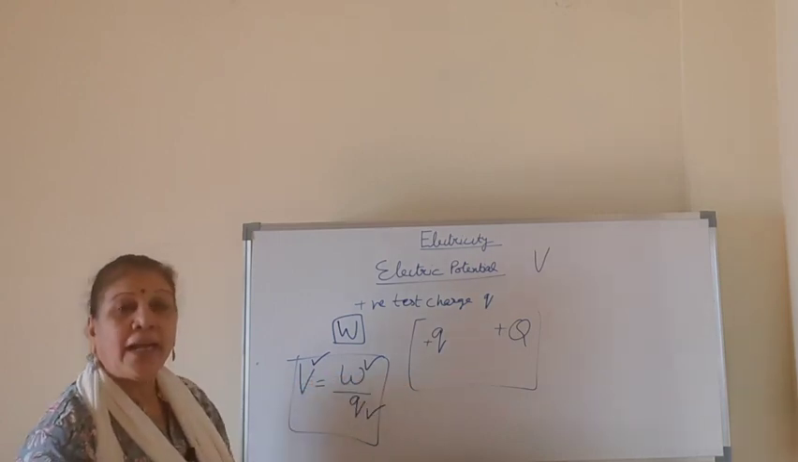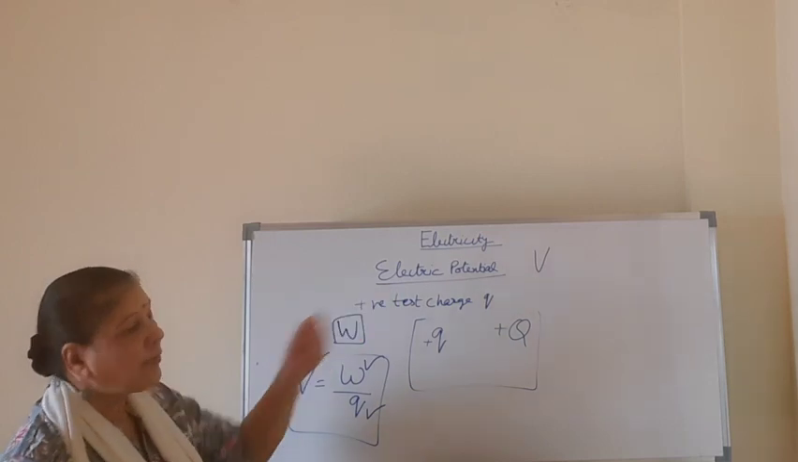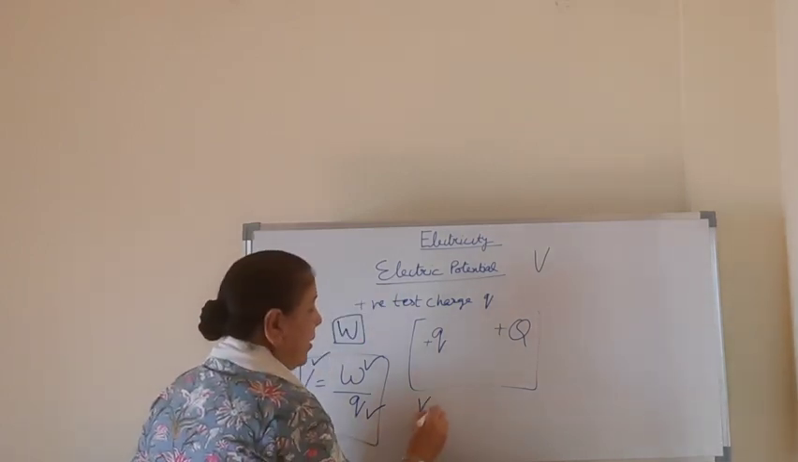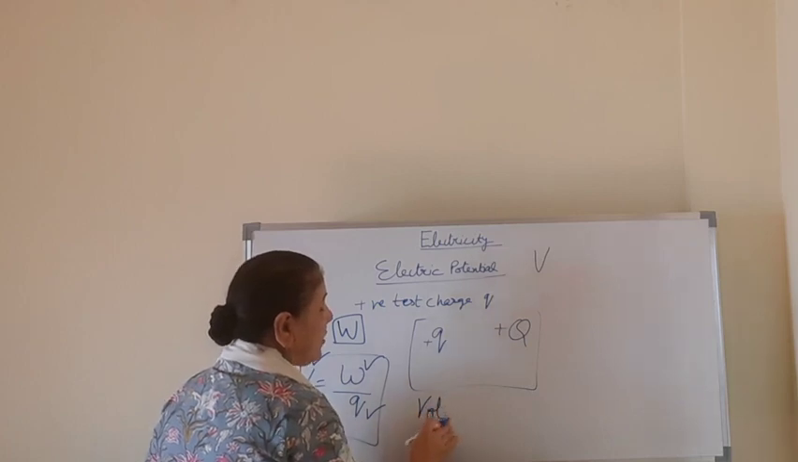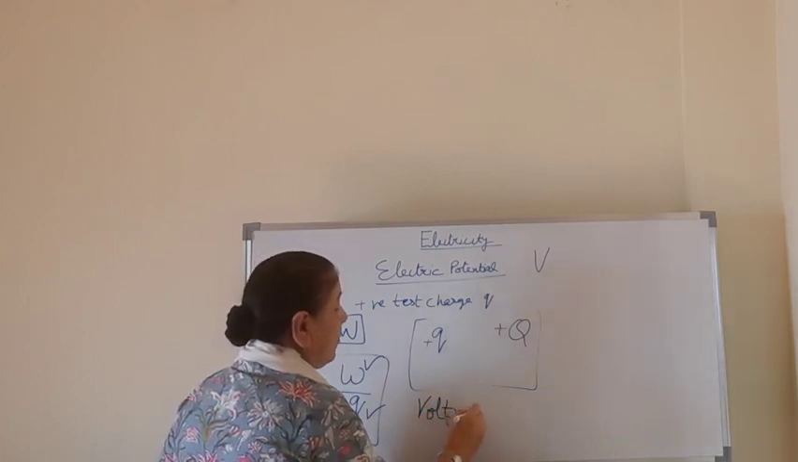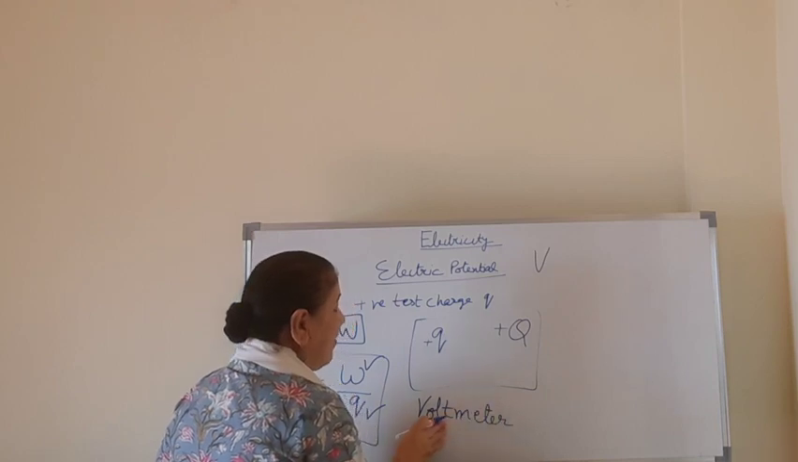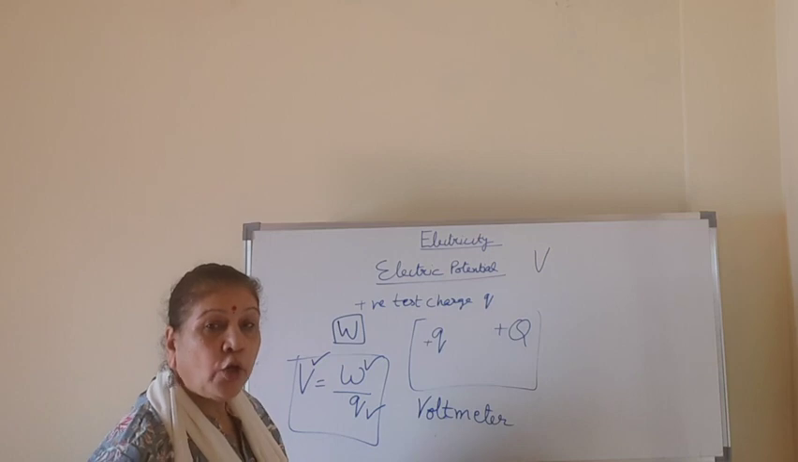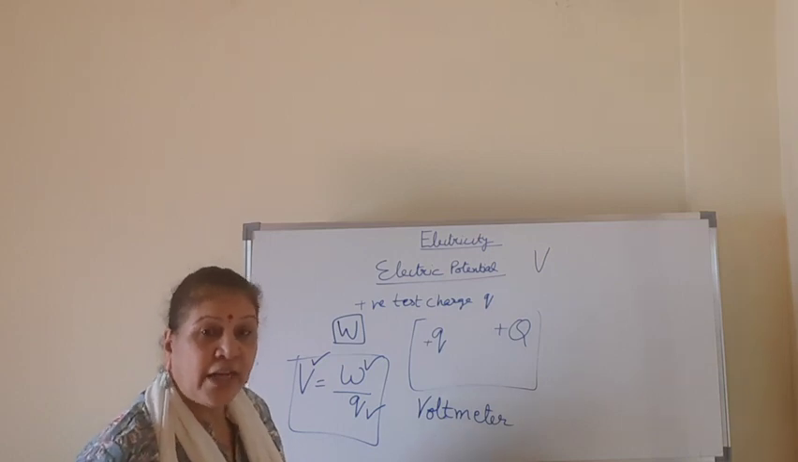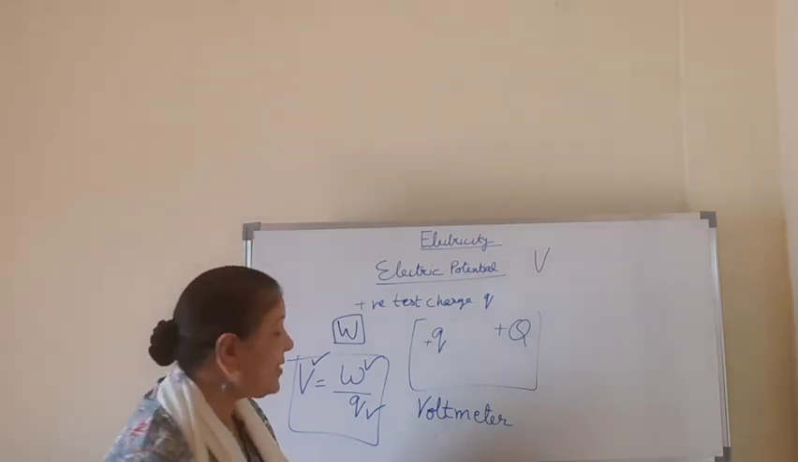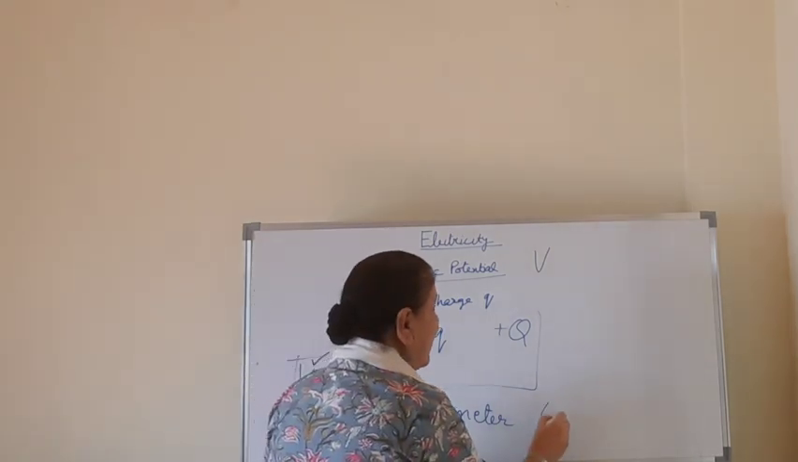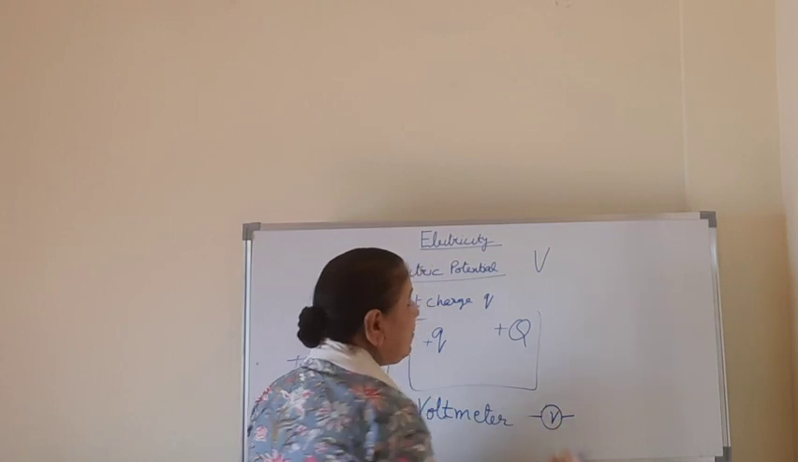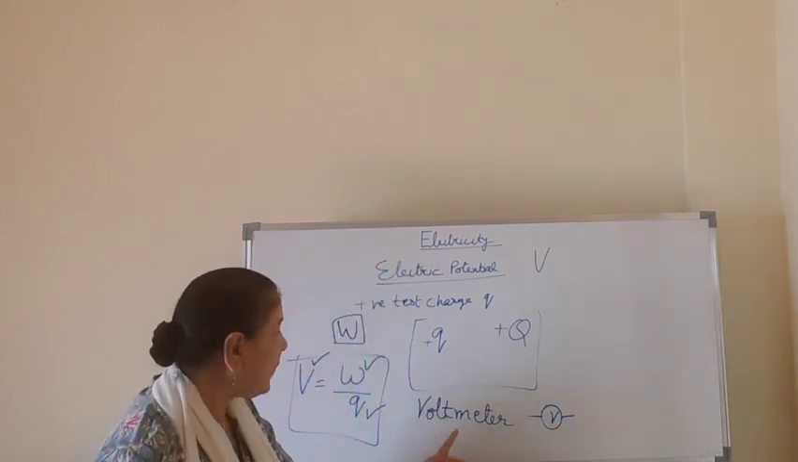That is electric potential, denoted by V, measured by voltmeter. Like we have an ammeter to measure the electric current, we have a voltmeter to measure the electric potential or the potential difference, and this is always connected in parallel, denoted by this symbol in a circuit.